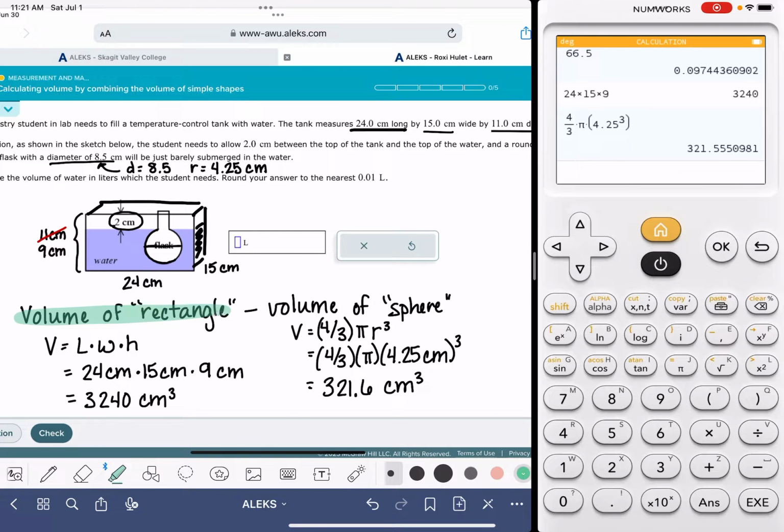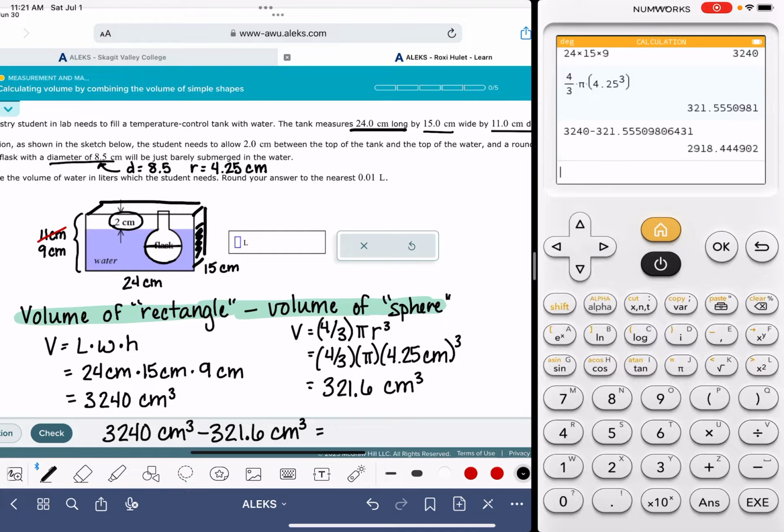So going back to this, the volume of water is going to be the volume of the rectangle, which we calculated, minus the volume of the sphere, which we just calculated. So the volume of water is 3,240 cubic centimeters minus 321.6 cubic centimeters. 3,240 minus that answer is 2,918 cubic centimeters. So this is the volume of water in units of cubic centimeters.